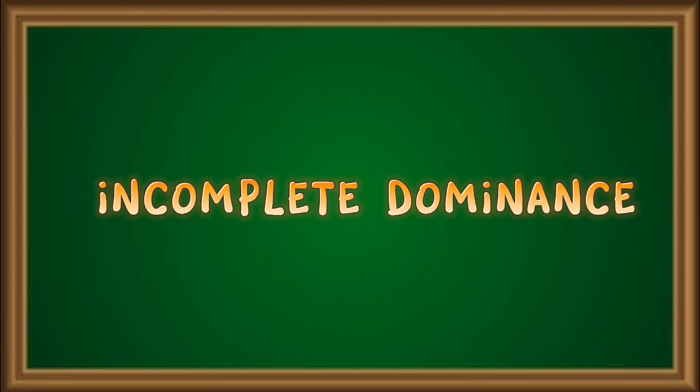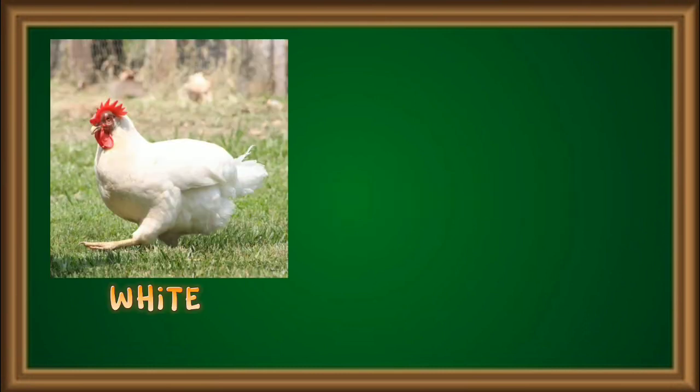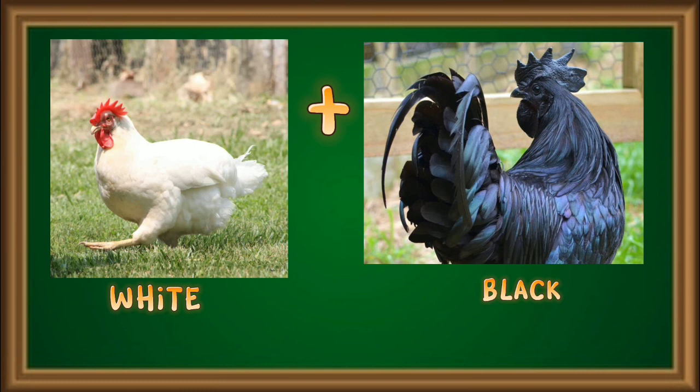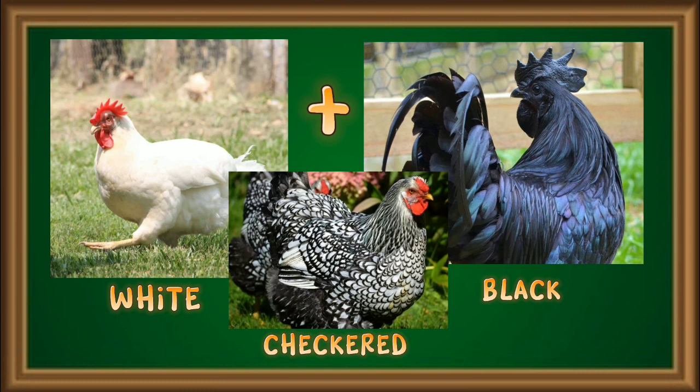The answer is still incomplete dominance. White chicken plus black chicken equals checkered chicken. Is it codominance or incomplete dominance?